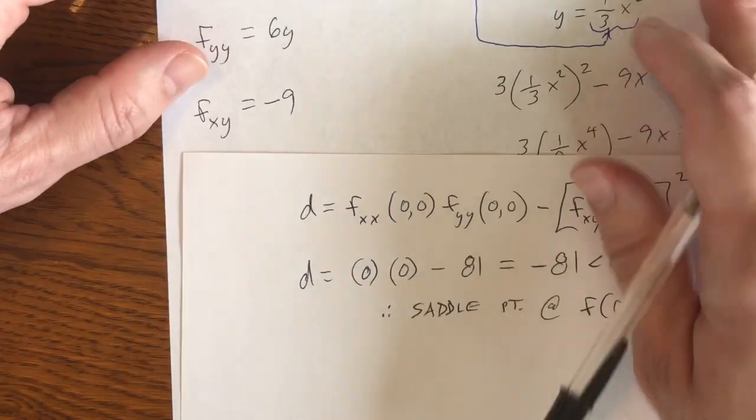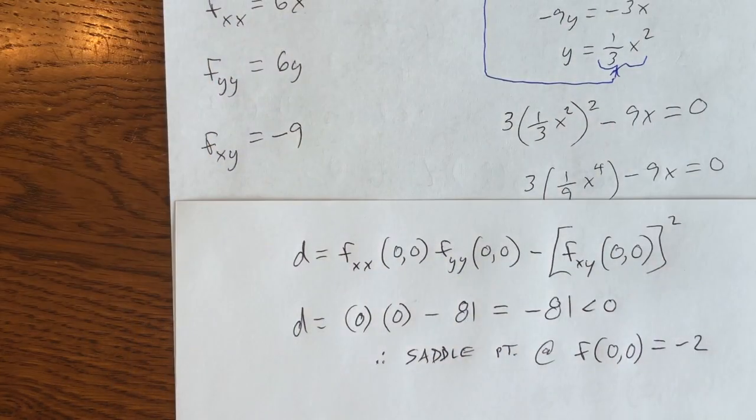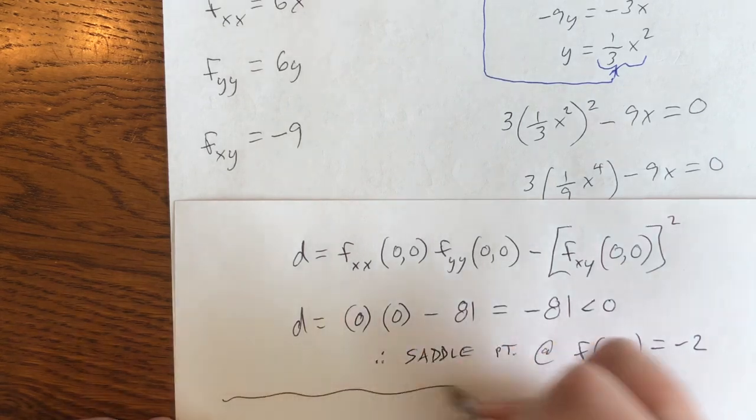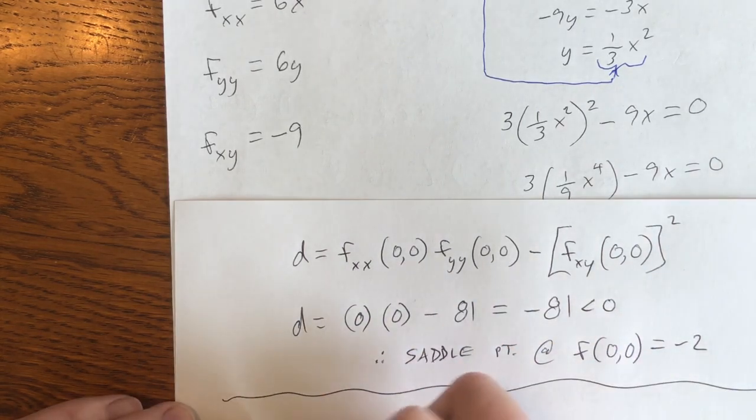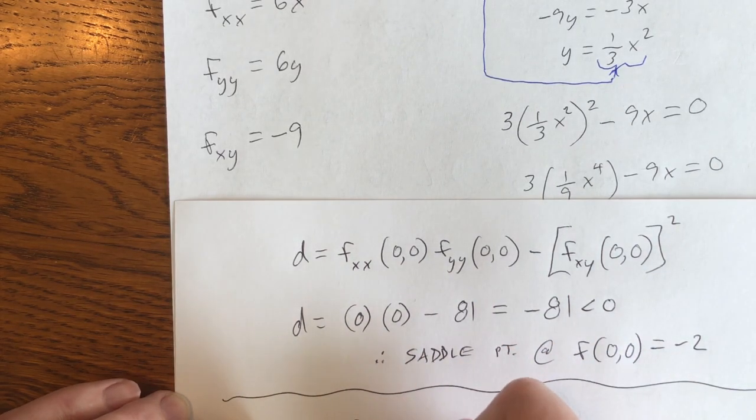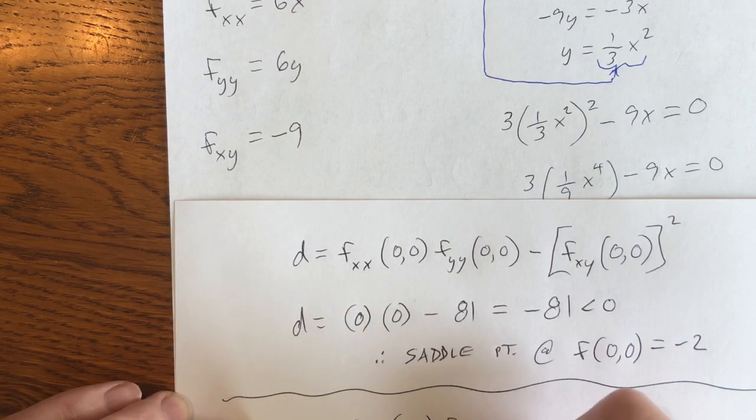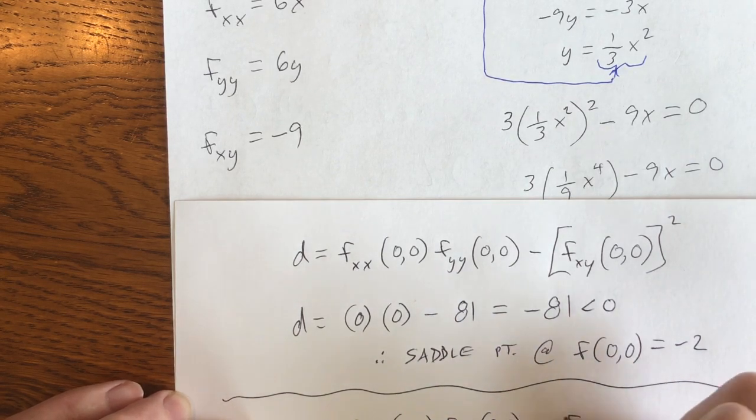Remember, we have our second critical point here, which was at (3, 3). So let's go ahead and work that out.